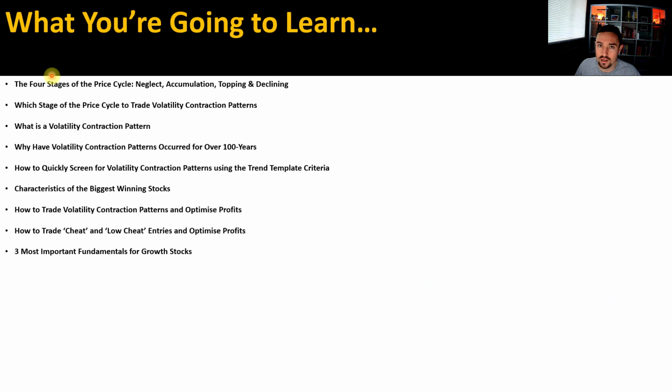So what are you going to learn in this video? This is the order in which we're going to tackle it. So the 4 stages of the price cycle, you're going to learn about the neglect phase, accumulation, topping and declining. Which stage of the price cycle to trade volatility contraction patterns? What is a volatility contraction pattern? Why have volatility contraction patterns occurred for over 100 years? I've got some charts that are over 100 years old to be showing you in this video. How to quickly screen for volatility contraction patterns using the MINERVINI trend template criteria.